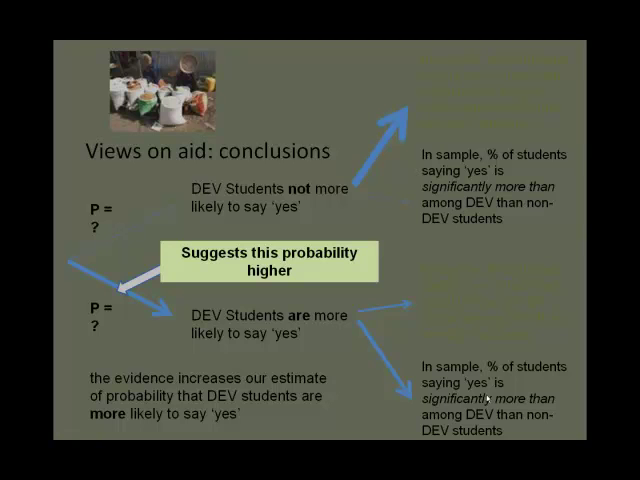So if we observe that dev students in our sample are more enthusiastic about aid, that suggests they're more likely in the population to be enthusiastic about aid.